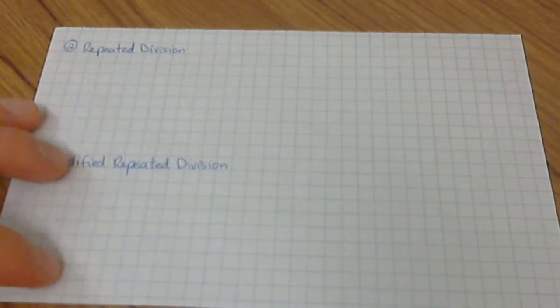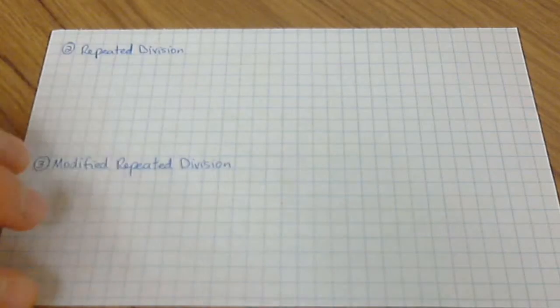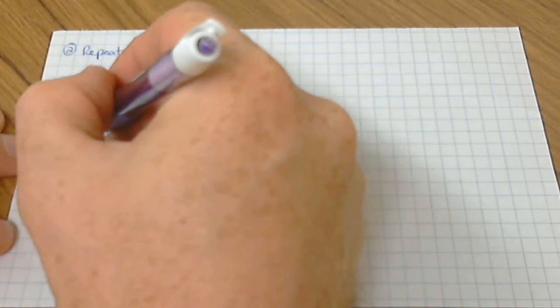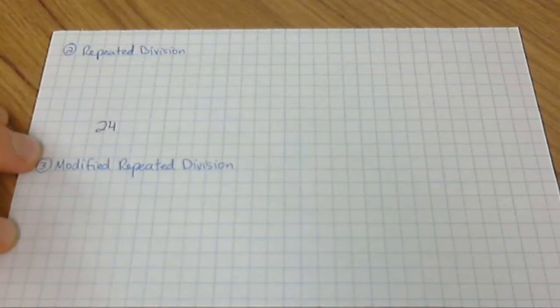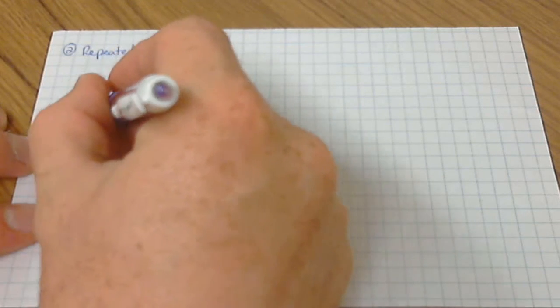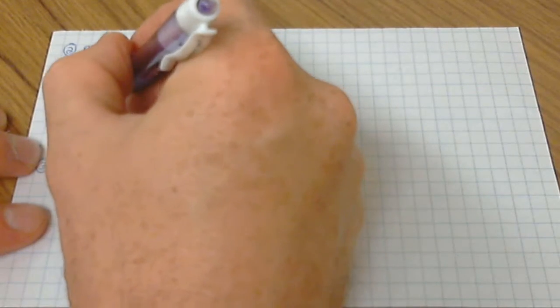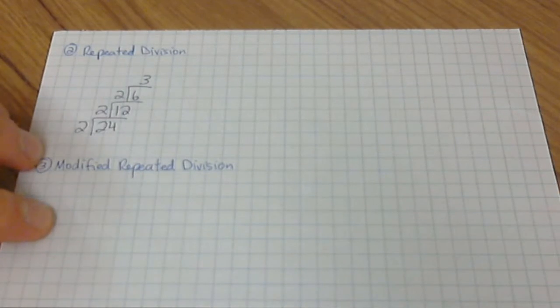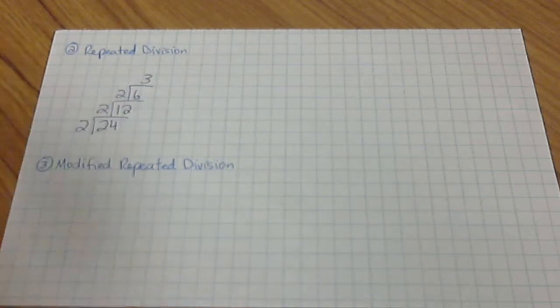The second method that we're going to talk about is repeated division. I'll use the same numbers, 24 and 36. We know the answer is 12, we've found that out already, but I'm going to use repeated division. So I'm going to have 24, and then 2 goes into 24 12 times, 2 goes into 12 6 times, and then 2 goes into 6 3 times. So what I end up having is 2 times 2 times 2 times 3. That's the prime factorization. That's repeated division to get it all the way down to primes.